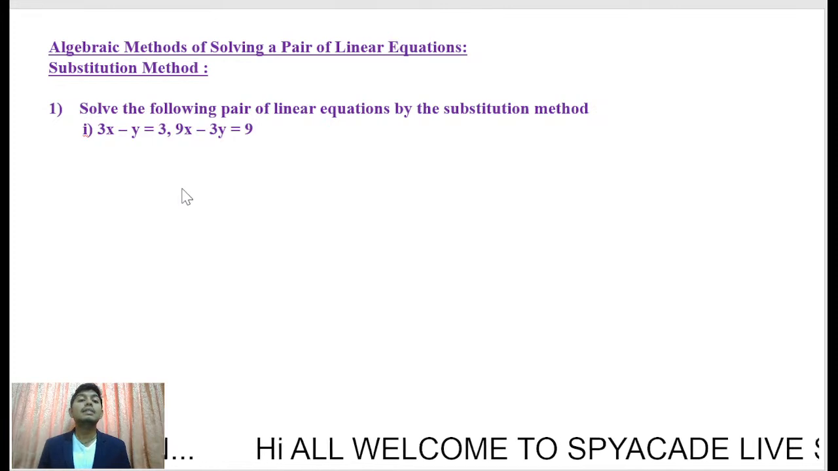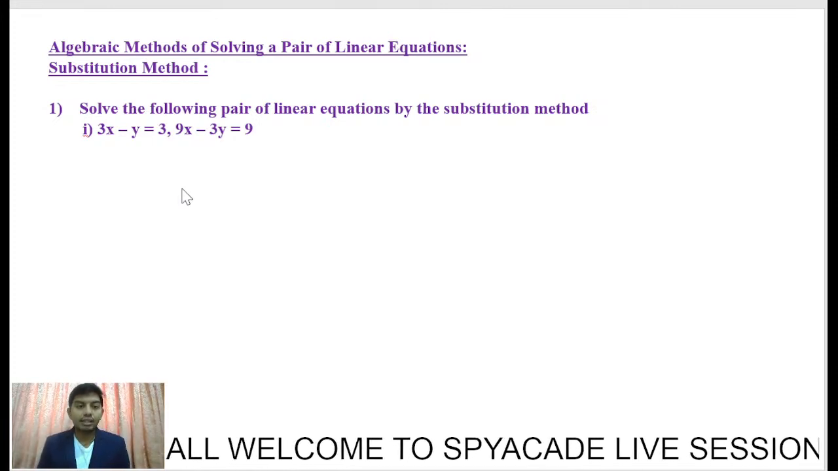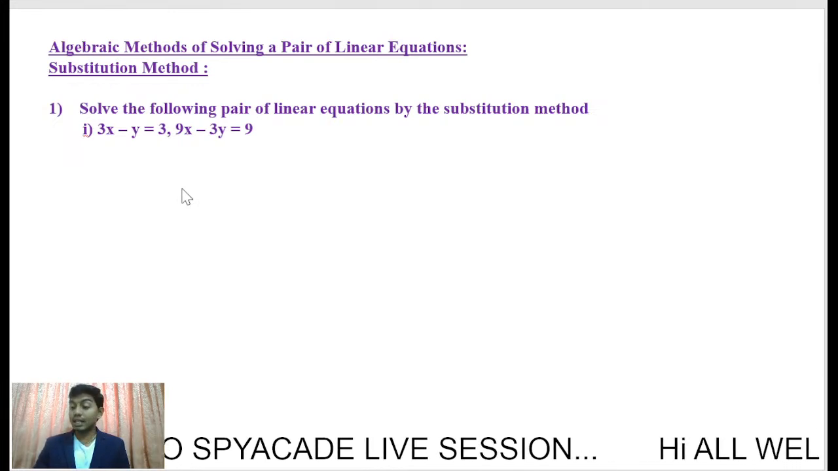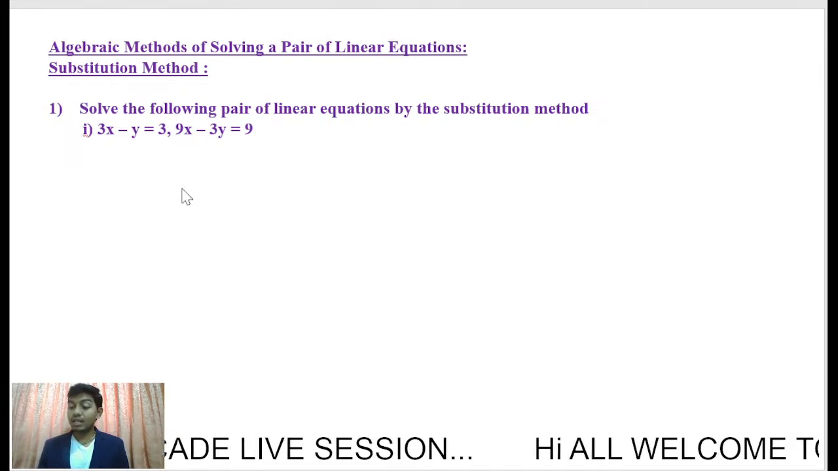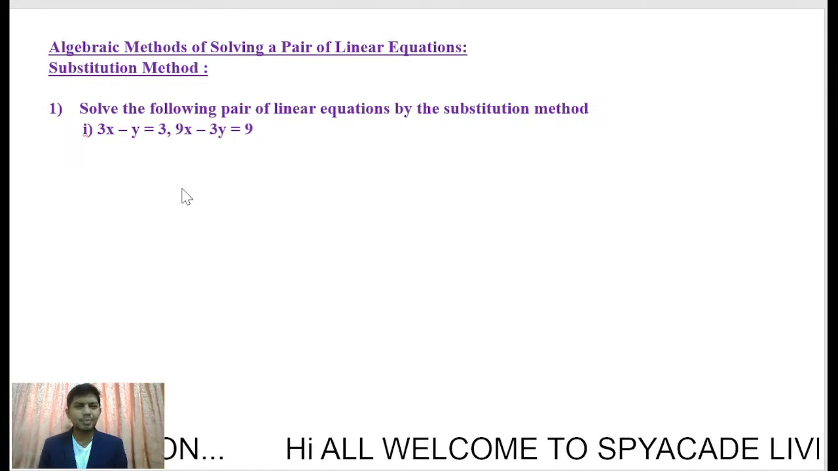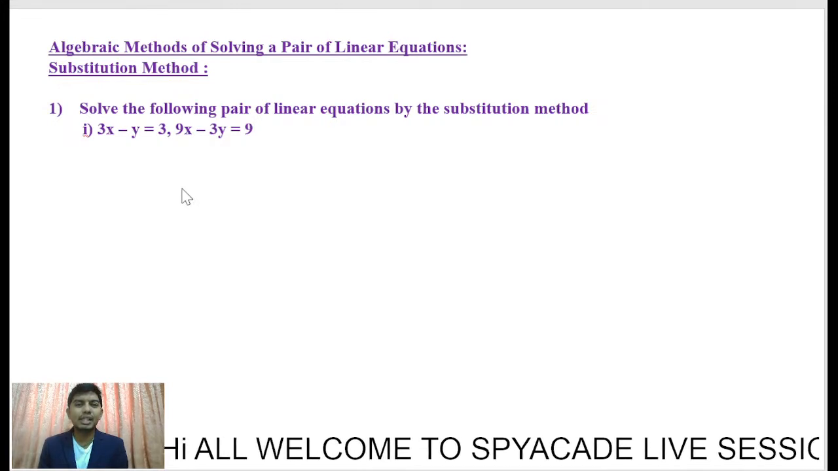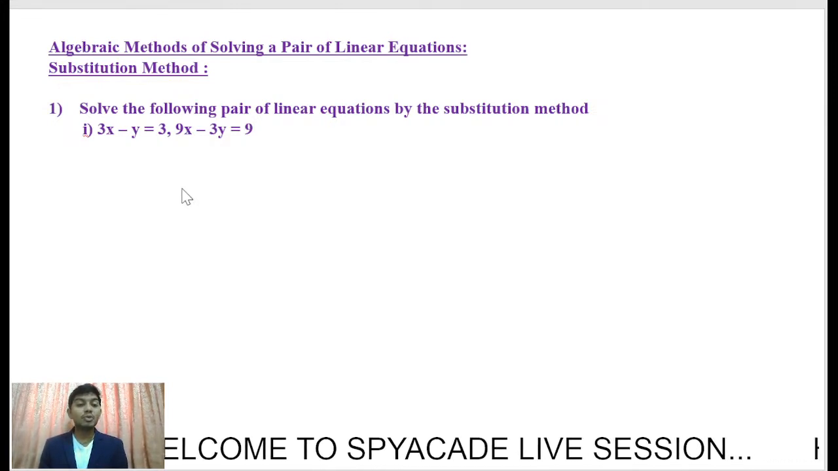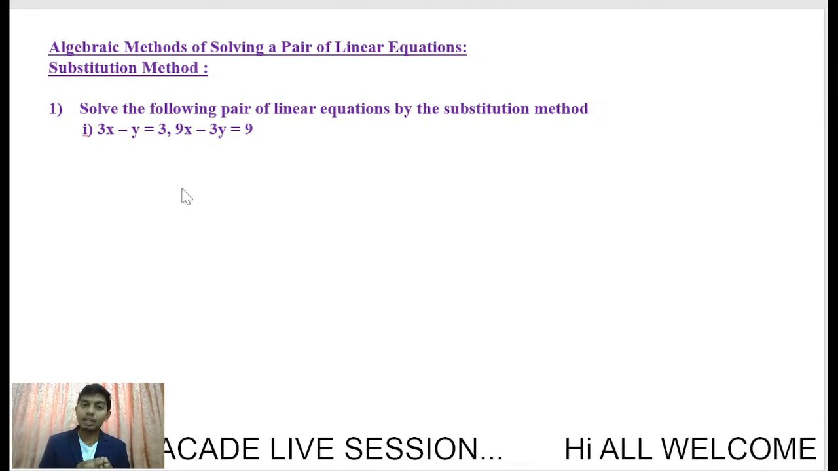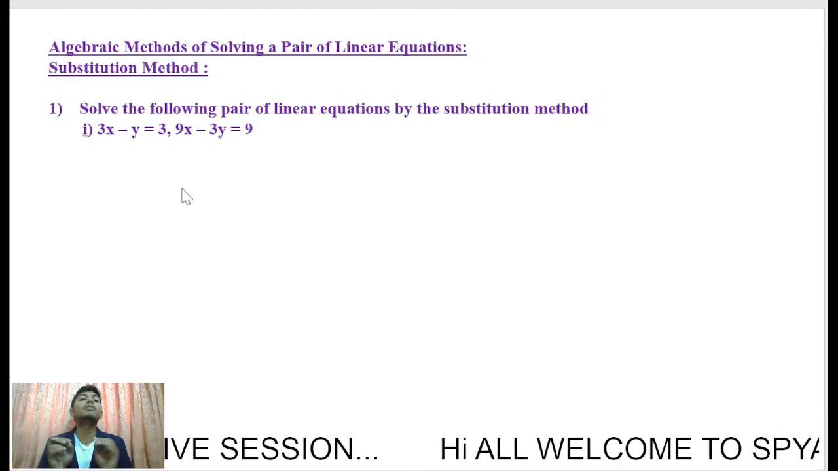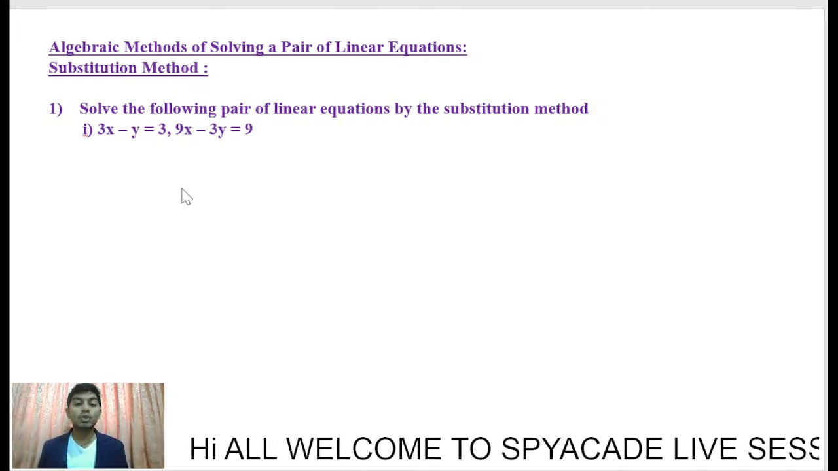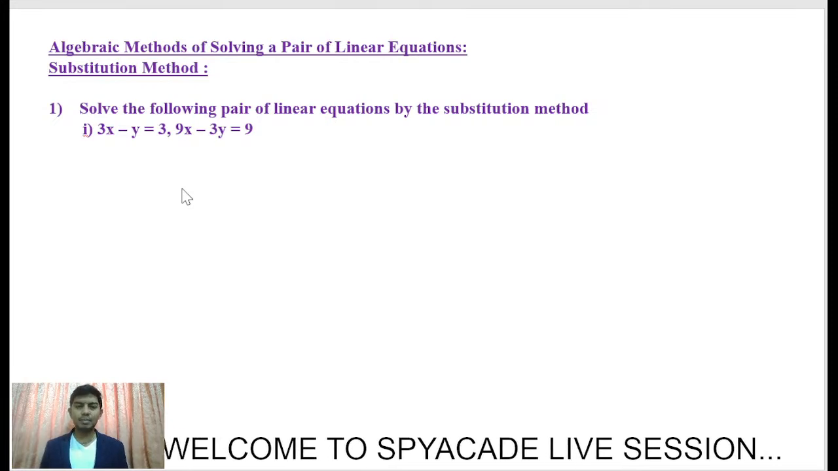First one, that is substitution method. Substitution method is an important method in this linear equations. So today we are just going to start with this substitution method. Sir, what is this substitution method? The name looks a little different. Substitution method is very simple. You will be substituting some value into the equation and you will be finding the values of x and y. That is substitution method. It's a very simple method.